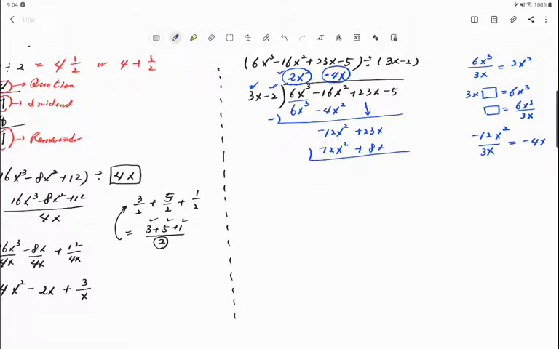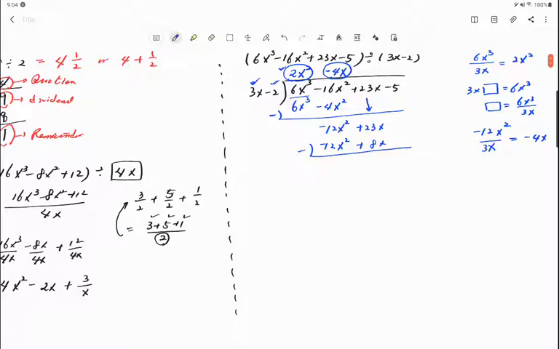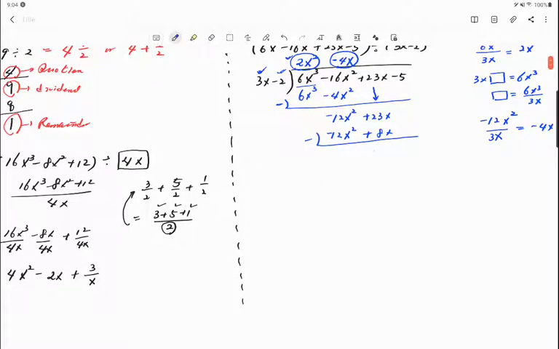Next, what do we do? Subtract. Top minus bottom. So 28 minus 8 is 17x, right? 17x.